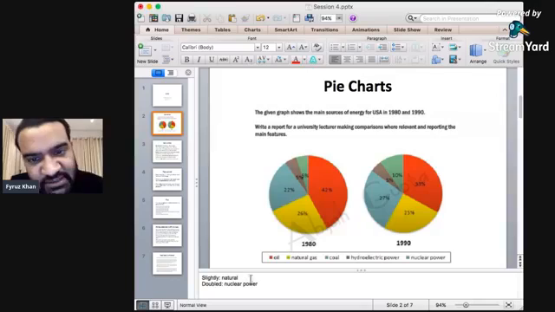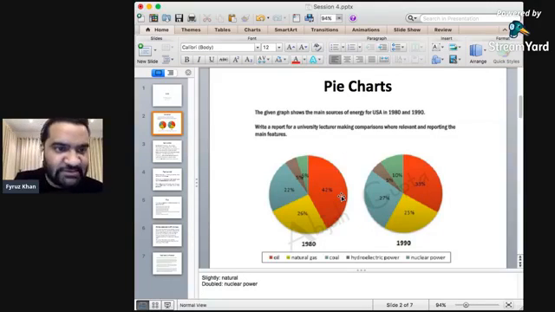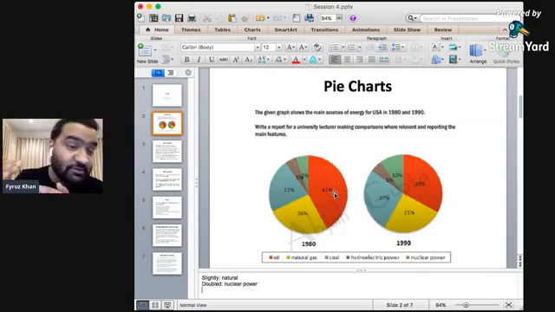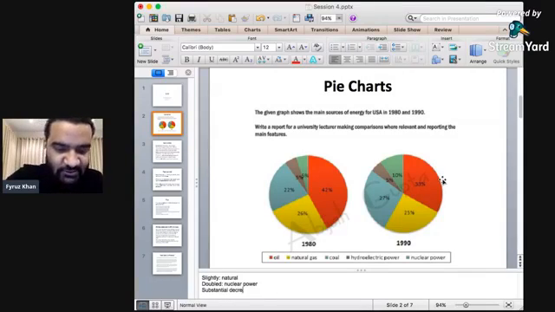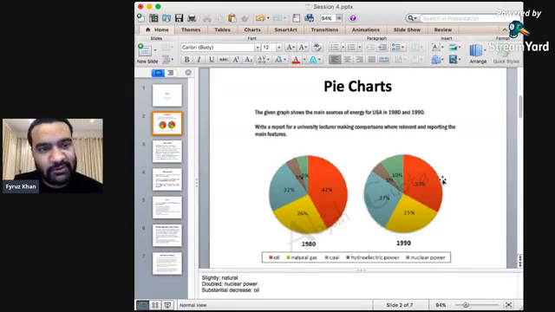And then there was a good increase. There was a good jump from oil. See, there was a good fall. There was a substantial decrease, 42% to 33%. So you can use the word substantial decrease, a remarkable decrease. So in case of oil, the red is oil.